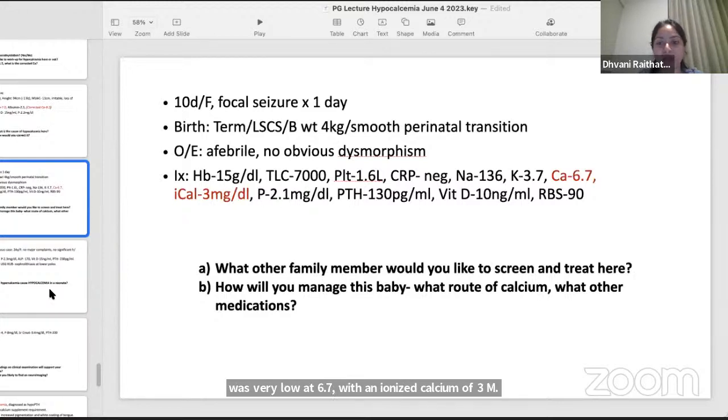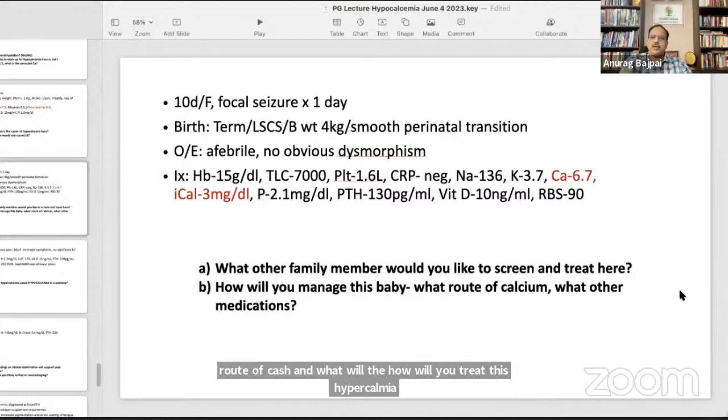PTH level was 130, vitamin D levels were low, and of course for seizure, sugars were confirmed to be in the normal range. So in the setting of this child with hypocalcemia, what other family member would you like to screen here? And how will you manage this hypocalcemia? What route of calcium, how will you treat this hypocalcemia? So this is again an interesting case, an early onset sort of thing.